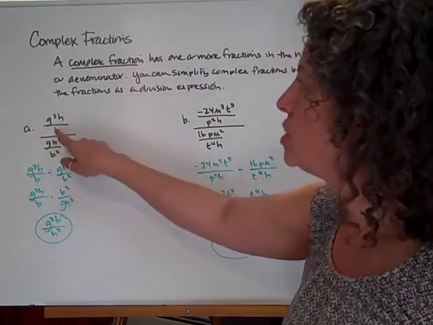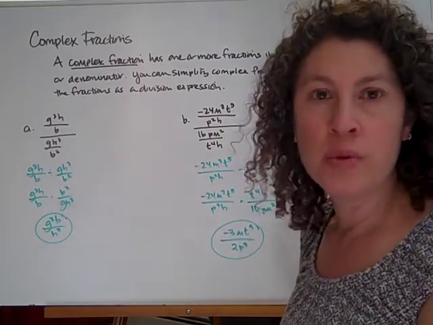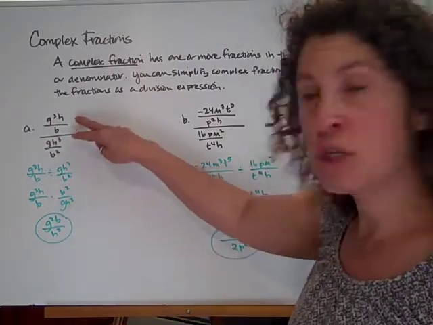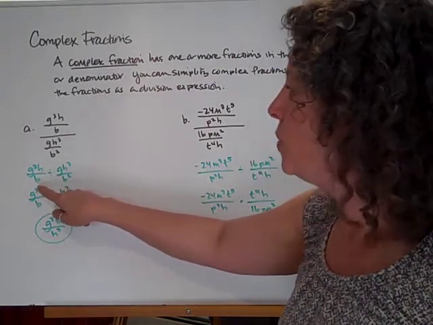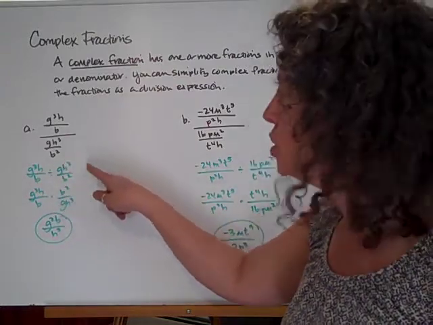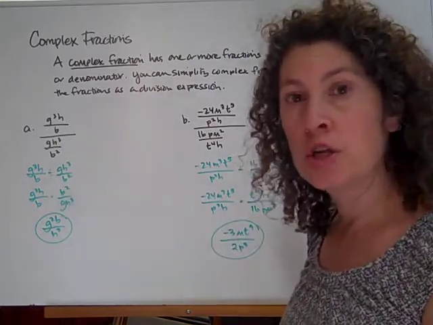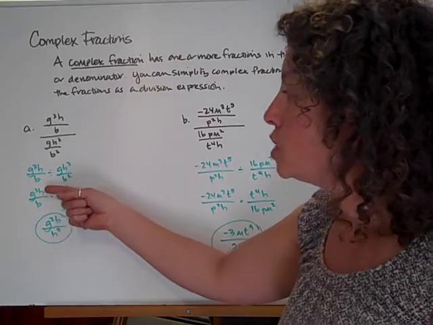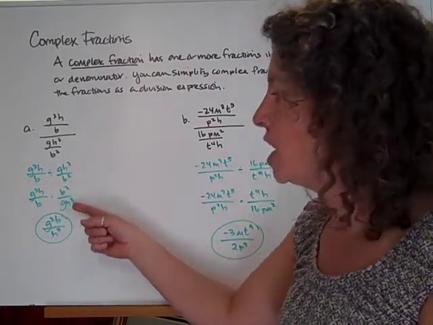I have g cubed h over b over gh cubed over b squared. So I'm going to split this up. I'm going to take my g cubed h over b and divide that by gh cubed over b squared. Since it's division and we don't divide with fractions, we're going to change that into multiplication. So I get g cubed h over b times b squared over gh cubed.